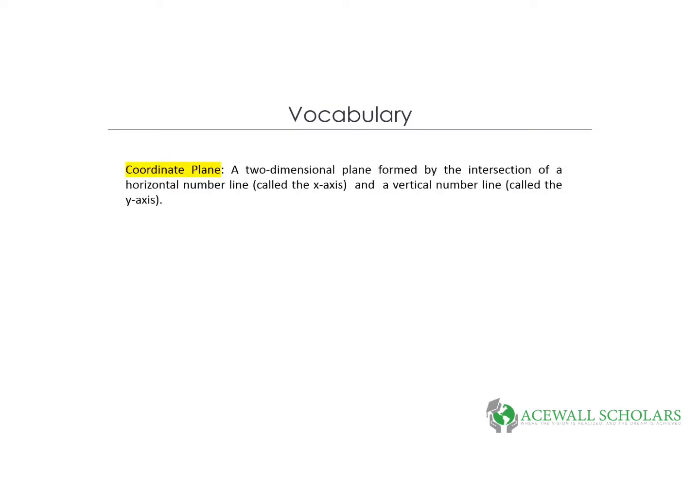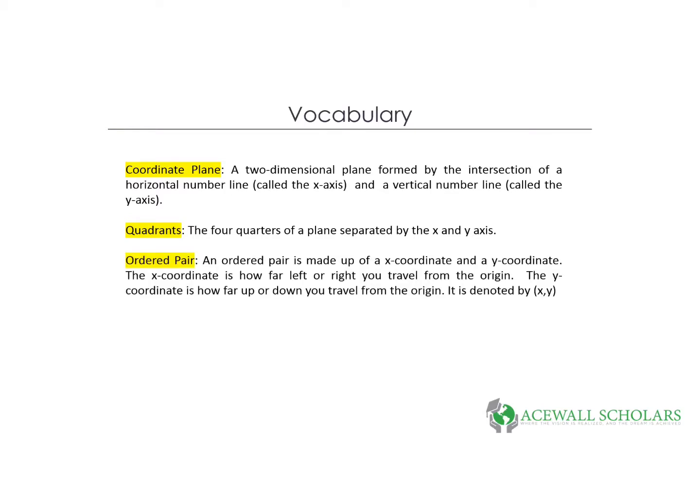Vocabulary. The coordinate plane is a two-dimensional plane formed by the intersection of a horizontal number line, which we call the x-axis, and a vertical number line, which we call the y-axis. Quadrants are the four quarters of a plane separated by the x and the y-axis.